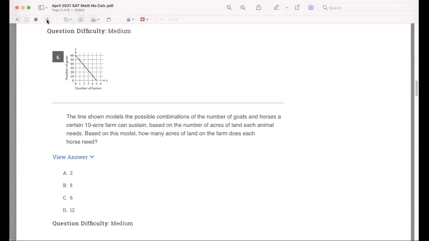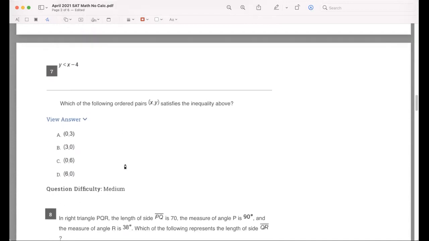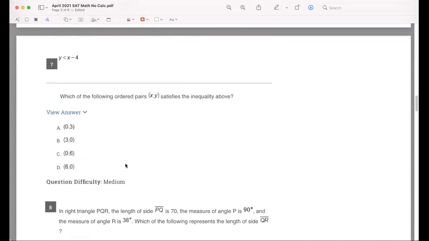Okay, so that's option A. Okay, question 7. y is less than x minus 4. Which of the following ordered pairs satisfies the inequality above?